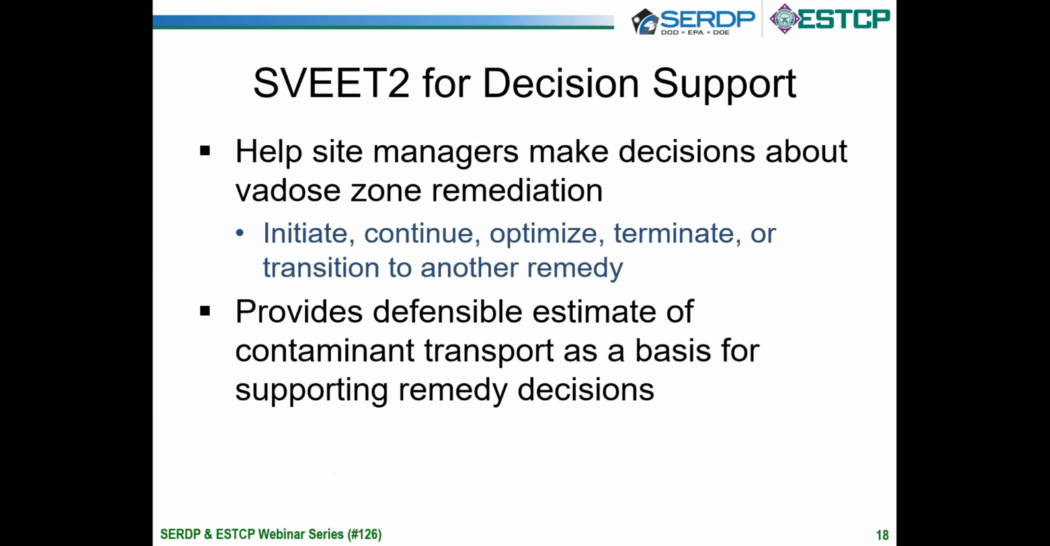Again, SVE 2 is intended for decision support to help site managers make decisions about vadose remediation that runs the gamut from, do we initiate this remedy? Do we continue? Do we optimize? Are we ready for closure? Or do we need to transition to a different remedy such as MNA or some other active remediation? It provides a defensible estimate of the contaminant transport as a basis for supporting those remedy decisions. So this really fits in that guidance context that I started out talking about.